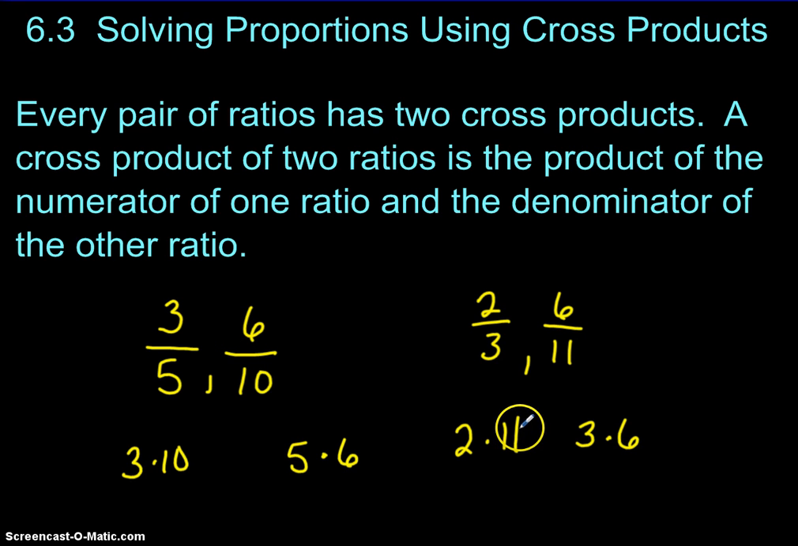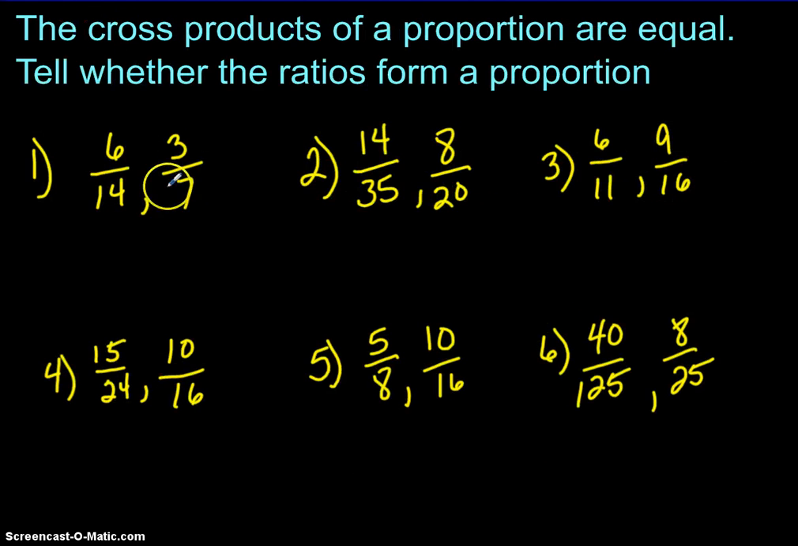Here I've got 22, and then I've got 18. These are not equal cross products, so this is not a proportion. Let's look at these. What we want to do is tell whether they're a proportion based on their cross products. So I'm going to multiply the cross products together and see if they're equal.